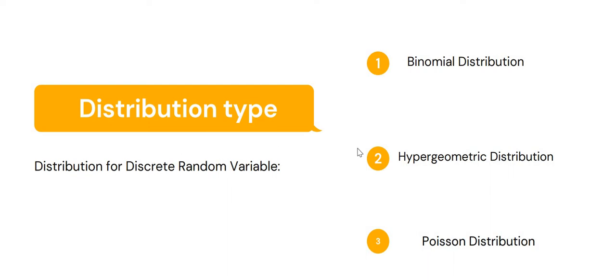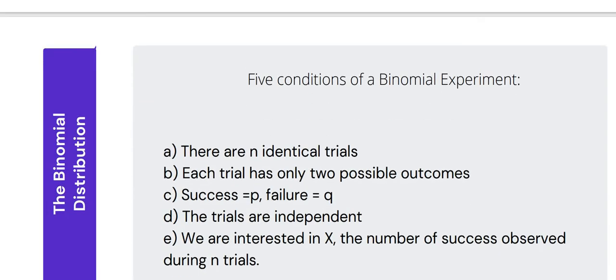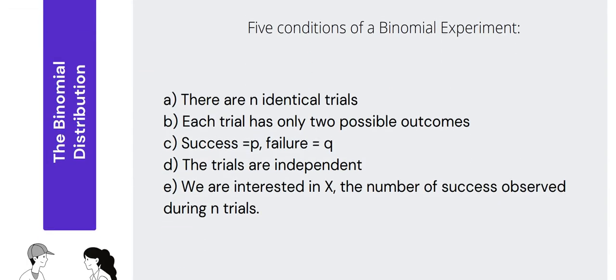So distribution type, we have three types here. The first one is the binomial distribution, the second one is hypergeometric, and the third one is the Poisson distribution. So we have three. Now we go to the first type. Here we have the binomial.